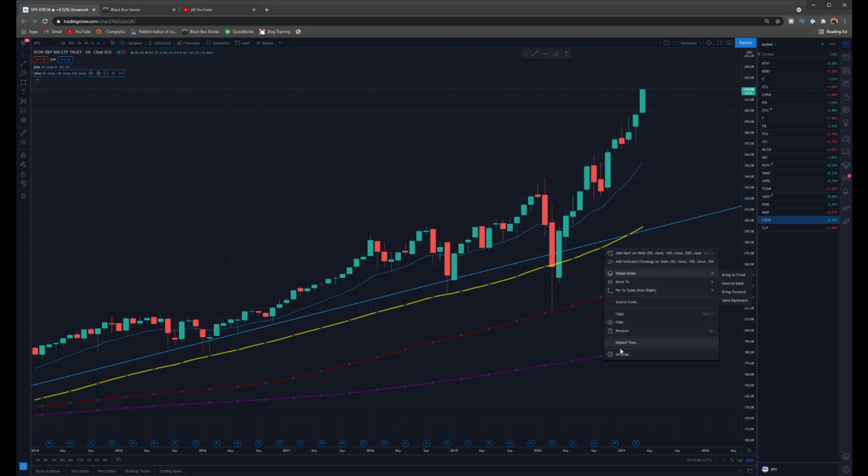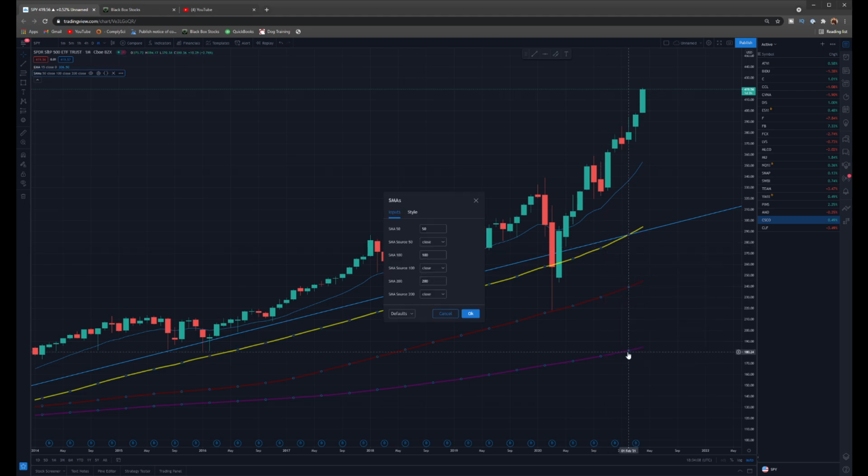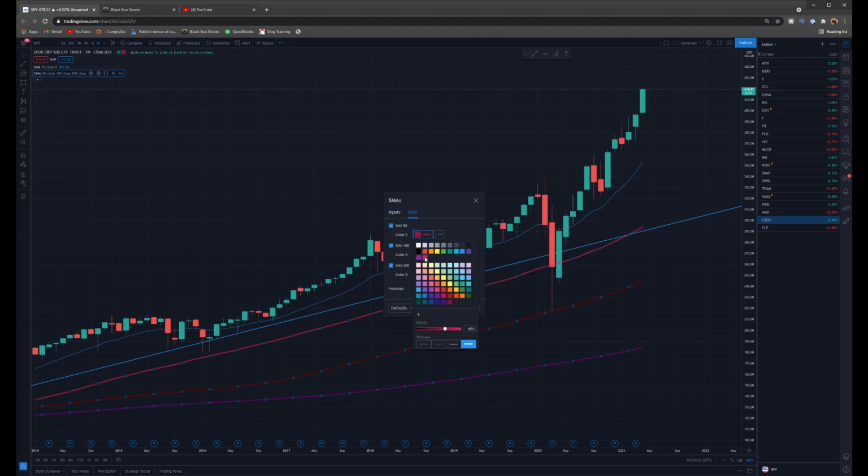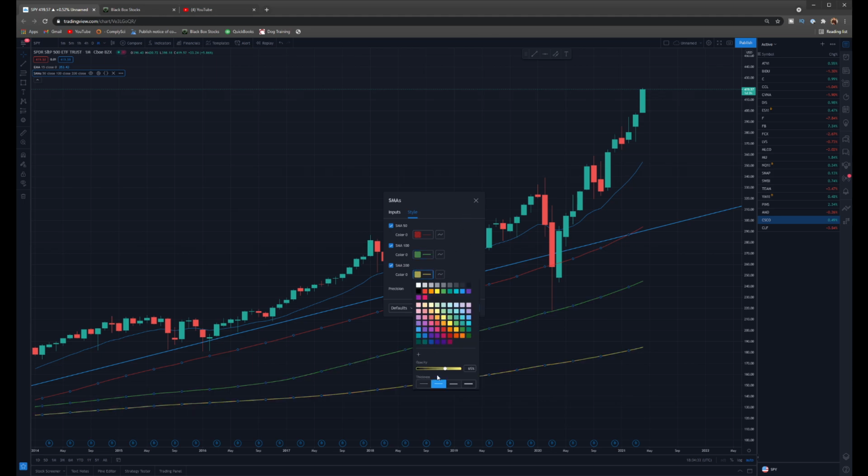So I'm going to right click, and you guys can make them whatever you want. For me, I make my 50 red of some sorts, like this one. I'm going to make it a little smaller, so this is going to change how thin the line is. I like to keep the lines a little bit more on the thin side. So I'm going to make that red. I'm going to make my 100-day green and make that thinner, and then I'm going to make my 200-day gold, and make that thinner. Then I'm going to hit OK.